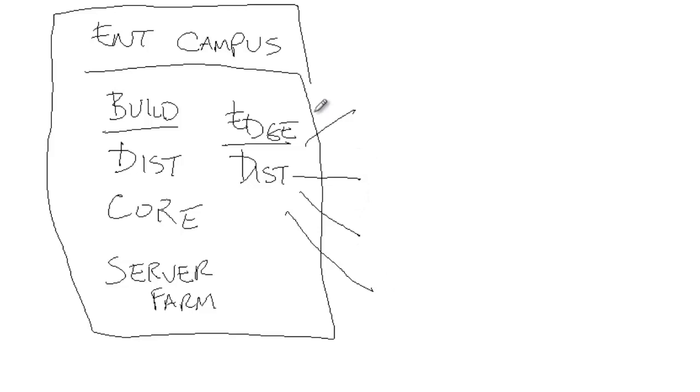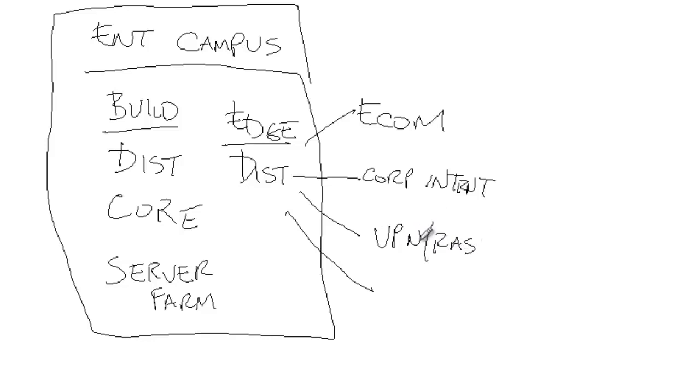Now this edge distribution connects over, many times via multiple ways, to the edge services, the enterprise edge. And this could be for e-commerce. It could be for corporate internet. It could be for VPN or remote access services or wide area network services. This is the enterprise edge module.